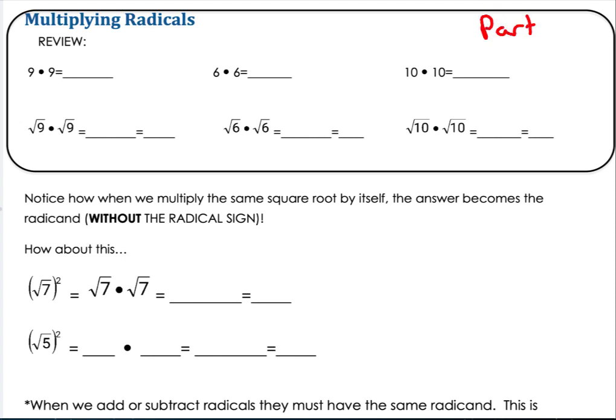All right, here is part 2 of this lesson. The first one was on adding and subtracting radicals. Now we're going to focus on multiplying.